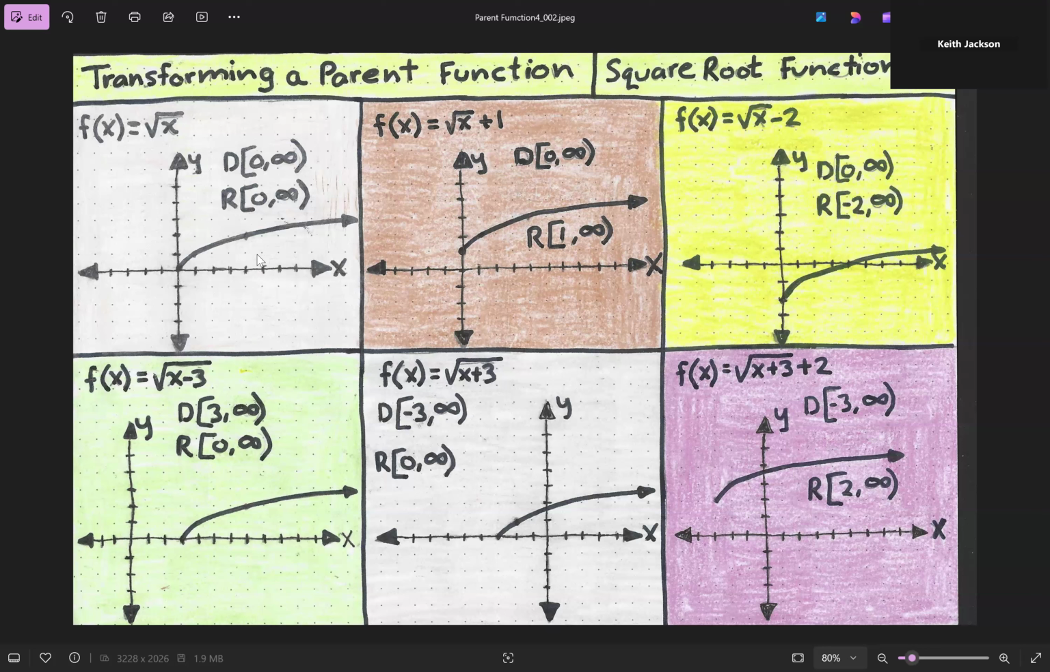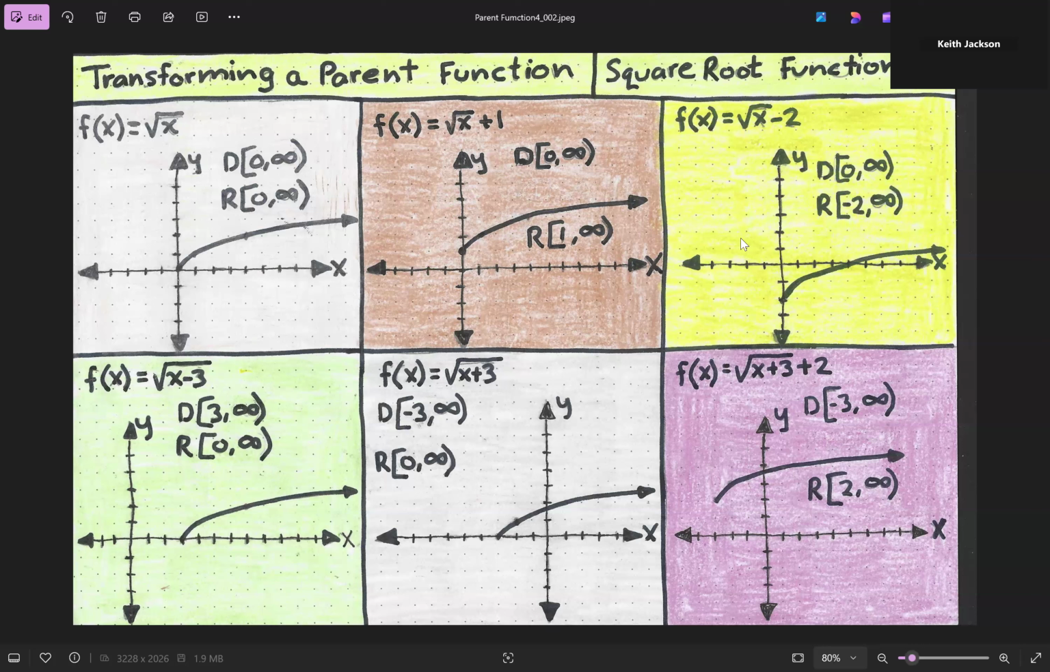Now let's start transforming this function, in which we have f(x) = √x + 1. The 1 is equal to k, if you recall. This allows us to go up or down on the y-axis, and we're going to go up on the y-axis. In this case, our domain will start from 0 and go to positive infinity, while our range will start from 1 and go to positive infinity.